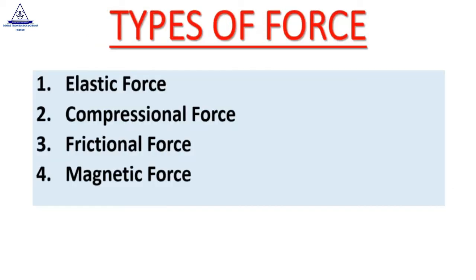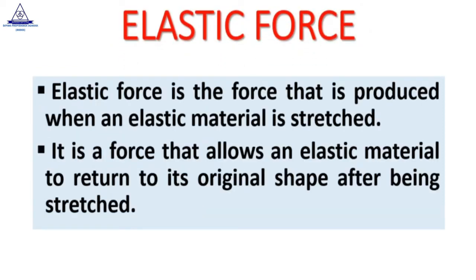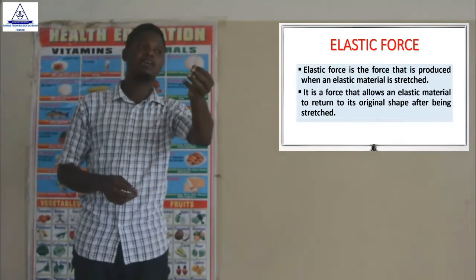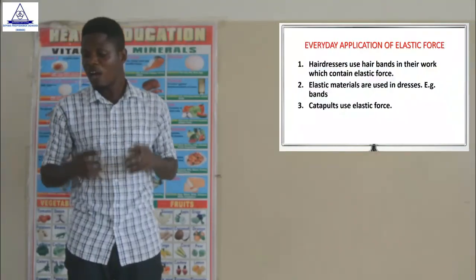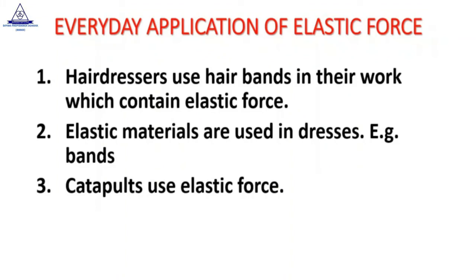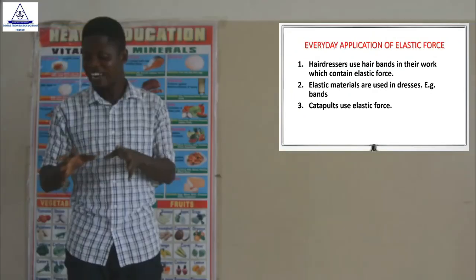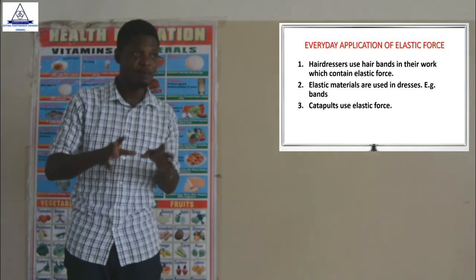We also came to a point where we learned the types of forces that we have. We have elastic force, we have compressional force, we have frictional force, we have magnetic force. Hope you are with it. Very good. Now, the last point to discuss, we have elastic force. What do we mean by elastic force? Yeah, I used this band to demonstrate. Now, we quickly moved on to everyday application of what? Elastic force. On this note, we end our lesson here, but I have to give you an assignment.